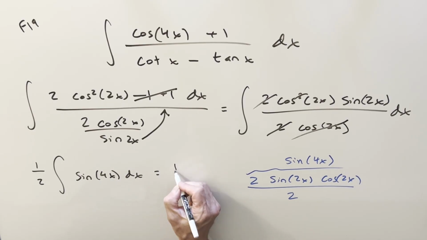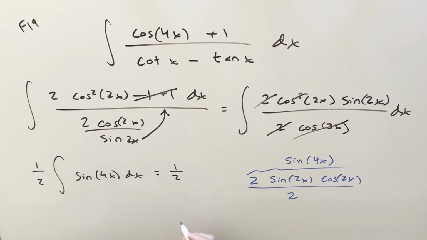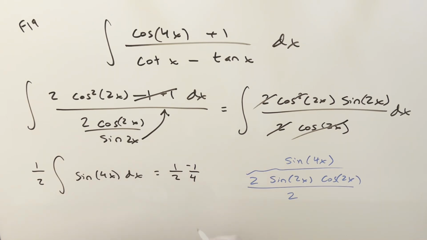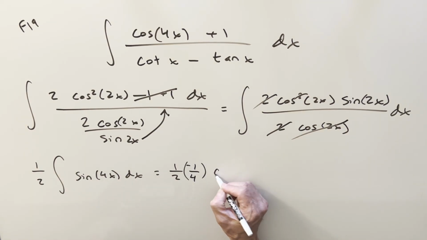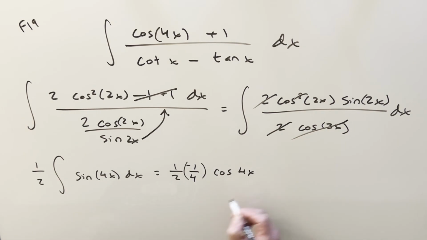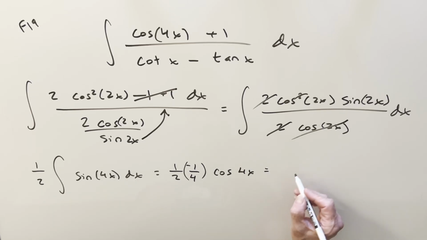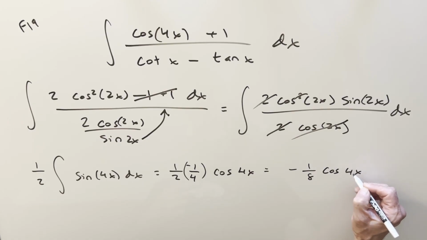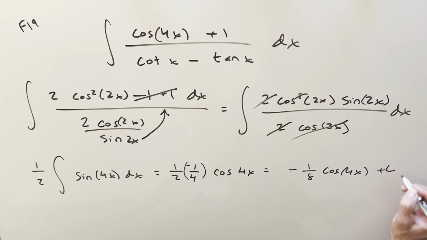So integrate, we've got 1/2 in front. The integral of sine is going to have a 1/4 come out and a minus sign in front, and then the rest of it is just cosine 4x. So multiplying 1/2 times minus 1/4, for my final solution we get minus 1/8 cosine 4x. Add a plus C, and that's it.